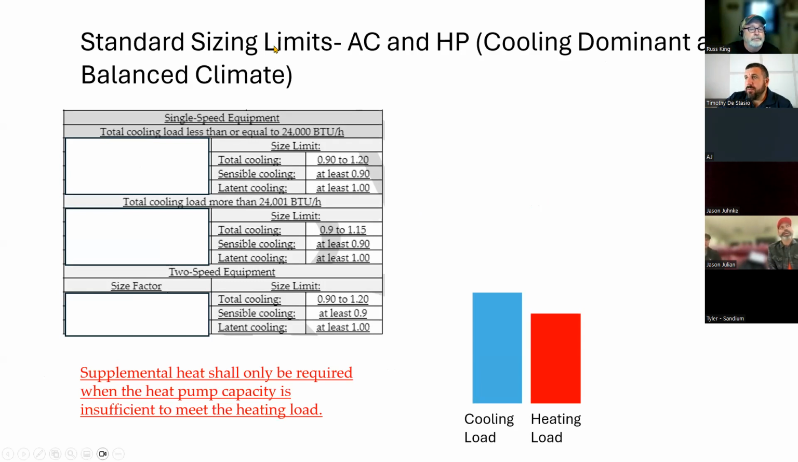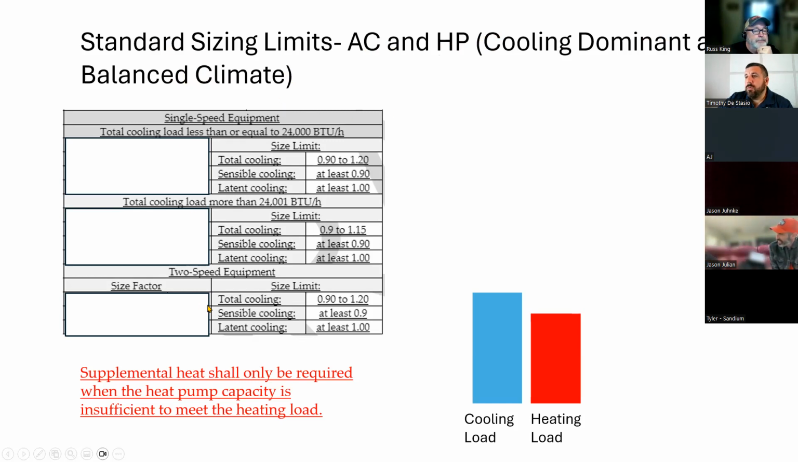We have what we call standard sizing limits. This is for air conditioning and heat pumps. And I'm trying to simplify this. This may not be completely 100% accurate, but Manual S creates a bunch of rules, and I'm trying to put these rules into buckets. And so the bucket that I'm putting this one in is if you're sizing an air conditioner or a heat pump in a cooling dominant climate or maybe a balanced climate. So a southern climate, maybe mid-Atlantic, something like that, then you can use a standard sizing limit.